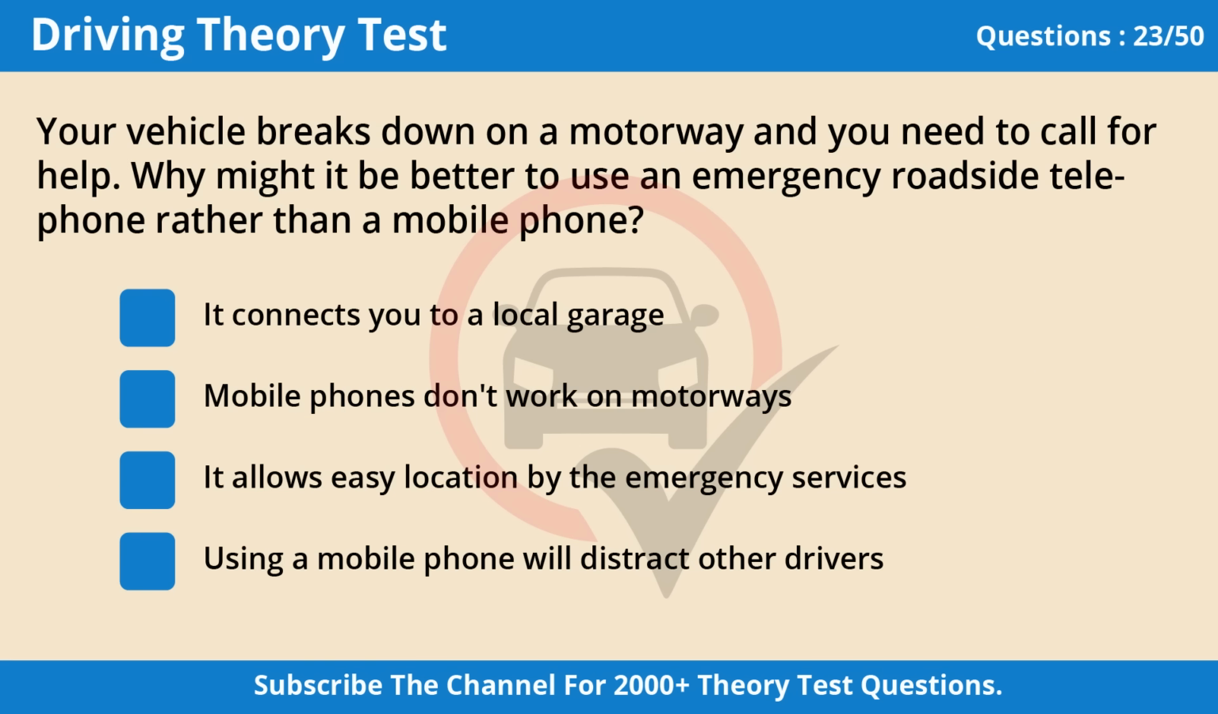Question 23. Your vehicle breaks down on a motorway and you need to call for help. Why might it be better to use an emergency roadside telephone rather than a mobile phone? A. It connects you to a local garage. B. Mobile phones don't work on motorways. C. It allows easy location by the emergency services. D. Using a mobile phone will distract other drivers.